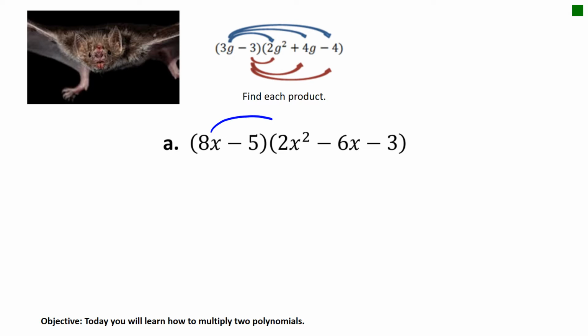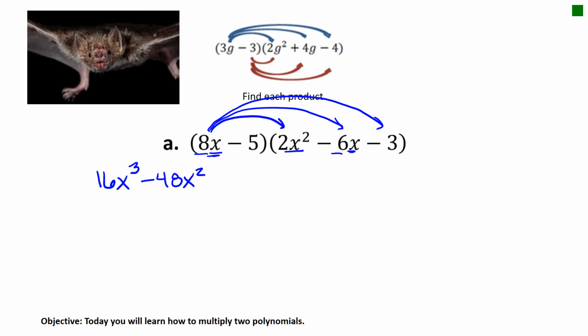We're going to take 8x times 2x squared. 8 times 2, look, I'm starting way to the left, is 16. X times x squared gives me 3 of those x's, so that's x cubed. I'm going to take 8x times negative 6x. 8 times negative 6 is negative 48, and 1x and another x is x squared. I'm going to take that 8x all the way over here times negative 3. 8 times negative 3 is negative 24, and I just have the 1x.